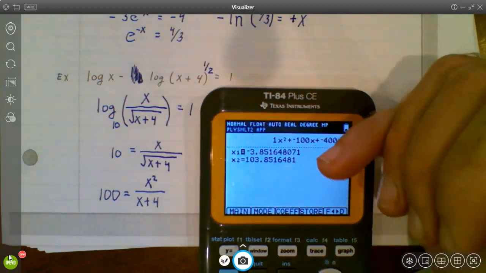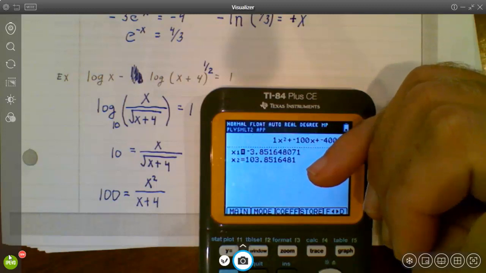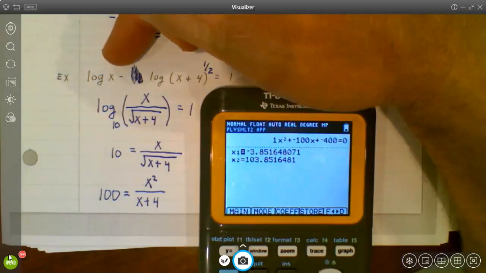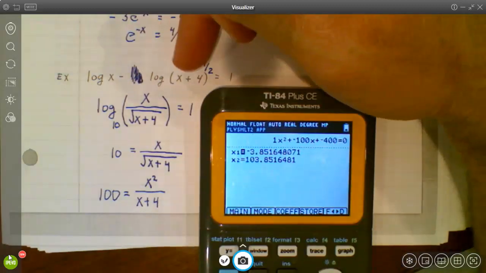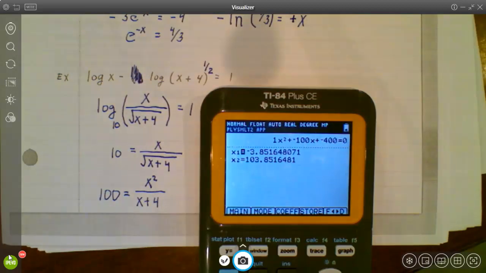Notice which one you can or cannot keep here. So definitely cannot keep the negative. It would not be okay here. Even though it would be okay here, it fails this one. So you cannot keep the negative answer. We're just going to keep the 103.9-ish as our only solution.